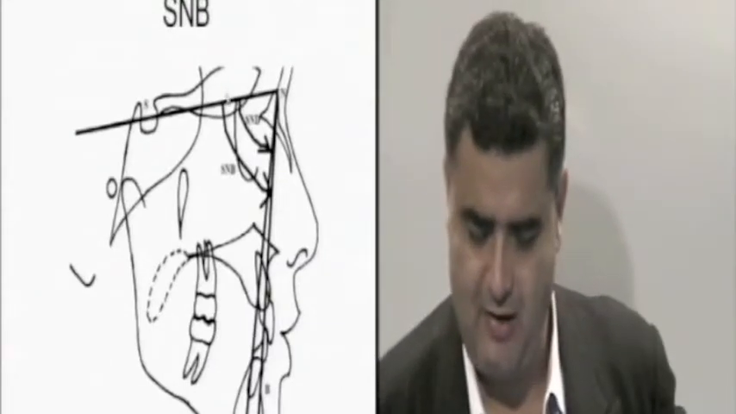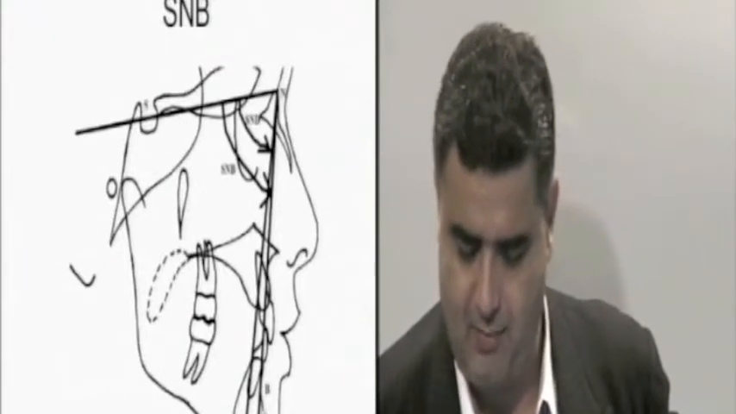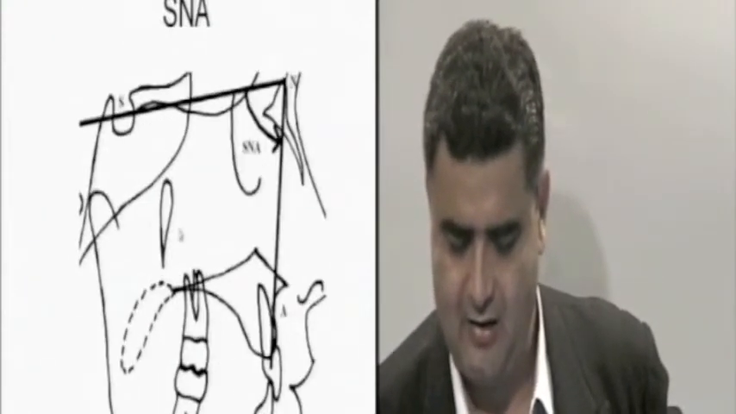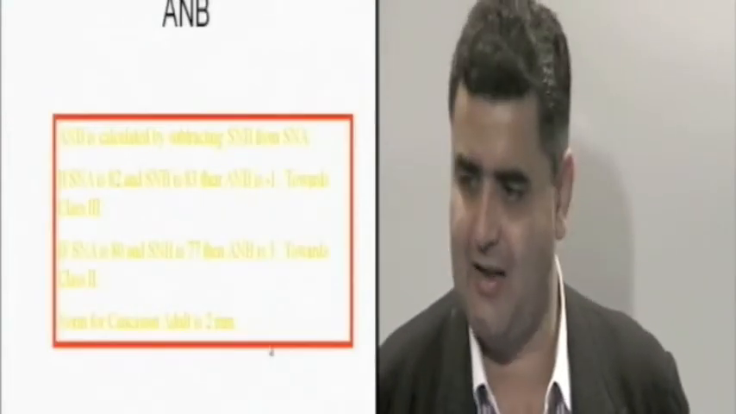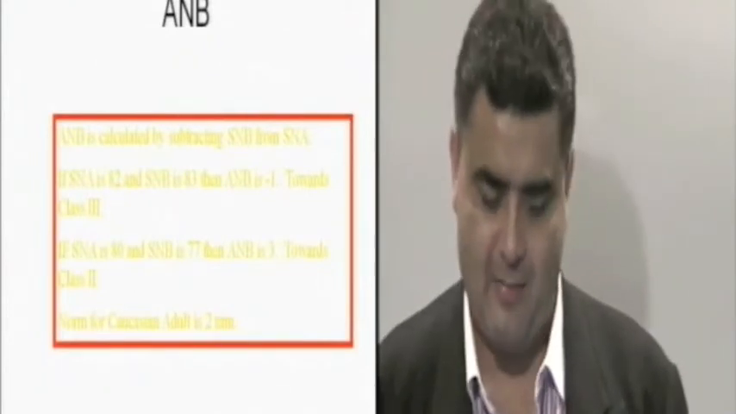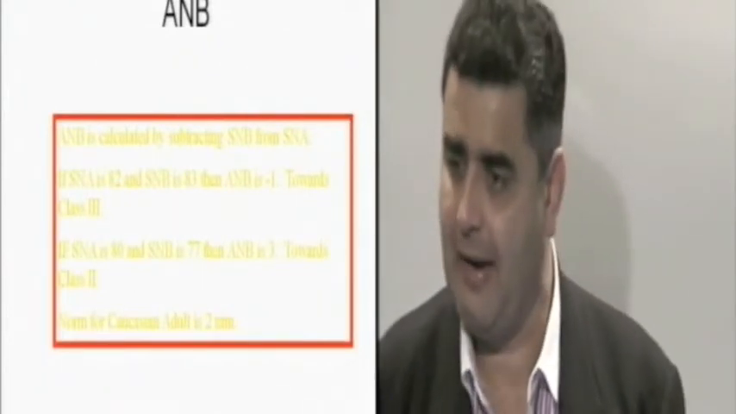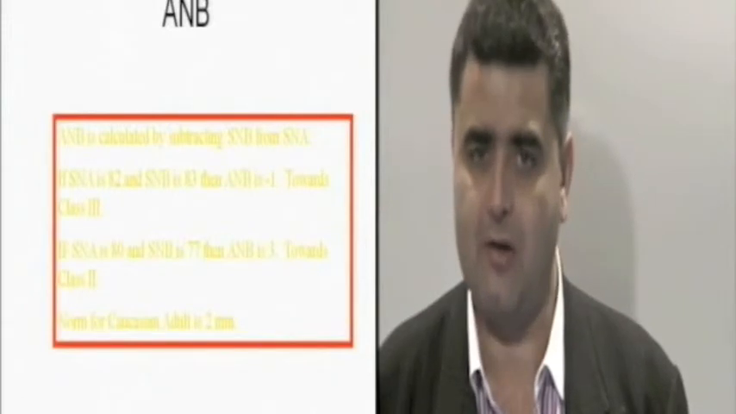What is SNB? Sella, nasion, B point. SNA, sella, nasion, A point. The difference between SNA and SNB is called ANB. And ANB is one way of determining whether they're class 1, 2, or 3.